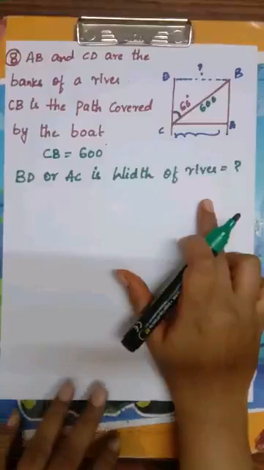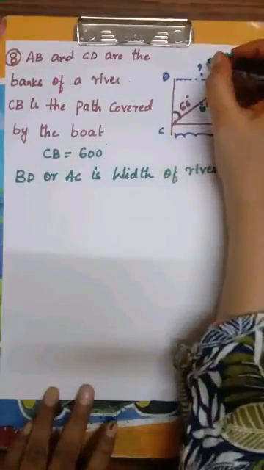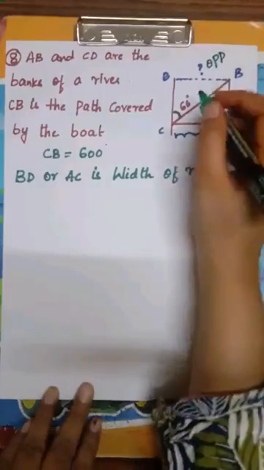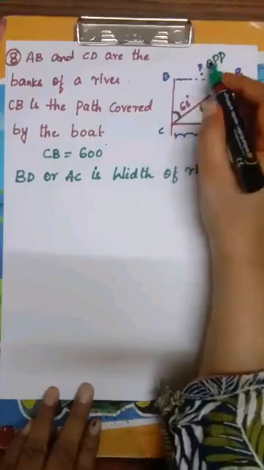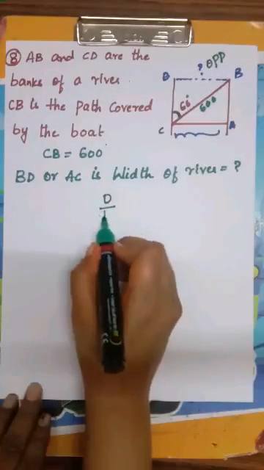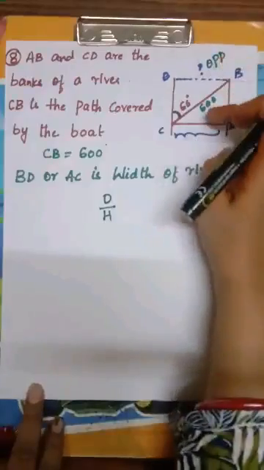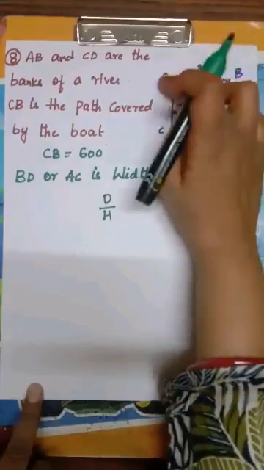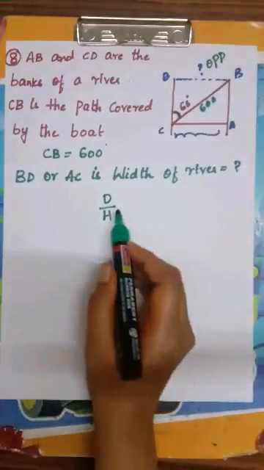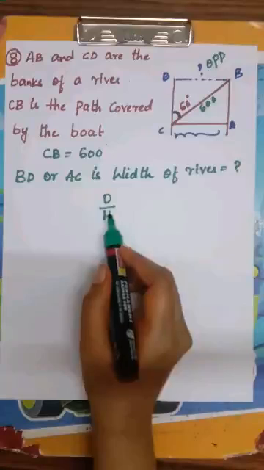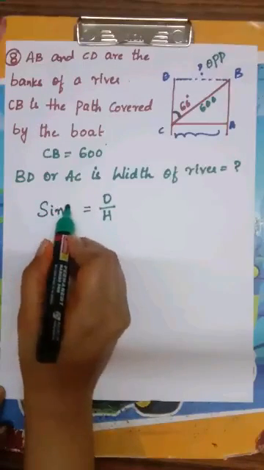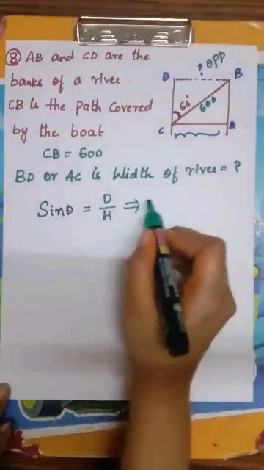ये या ये कुछ भी ले सकते हैं आप. Since this is your theta, this becomes your opposite side and this is hypotenuse. आपको ये थीटा दिया हुआ है, so this is opposite and hypotenuse is given. हमको BD फाइंड करना है. BD is nothing but opposite to the theta. आपको opposite to the theta, that is BD फाइंड करना है and hypotenuse is given. So which value we are going to use? Sin theta.